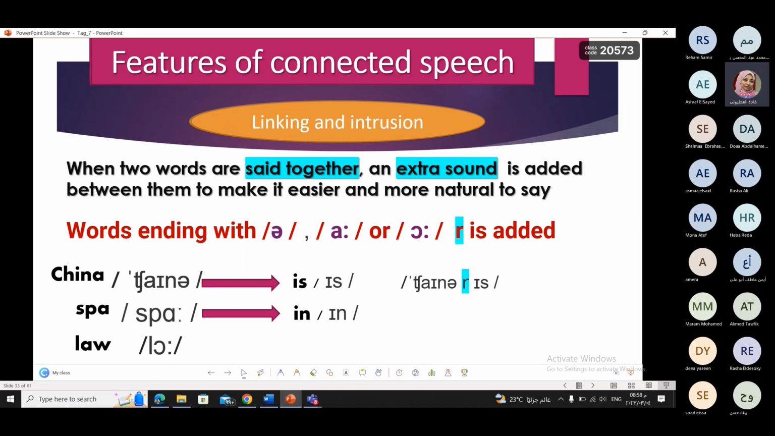Spa. When we say this hotel has a spa in the first floor or on the last floor, we will say it like this: spar-ring. And law. If we say law and order, we will say it like this: lawr and order. Lawr and order.